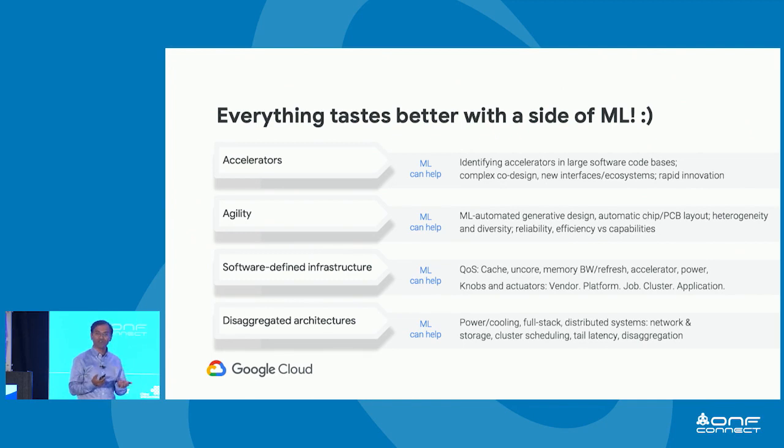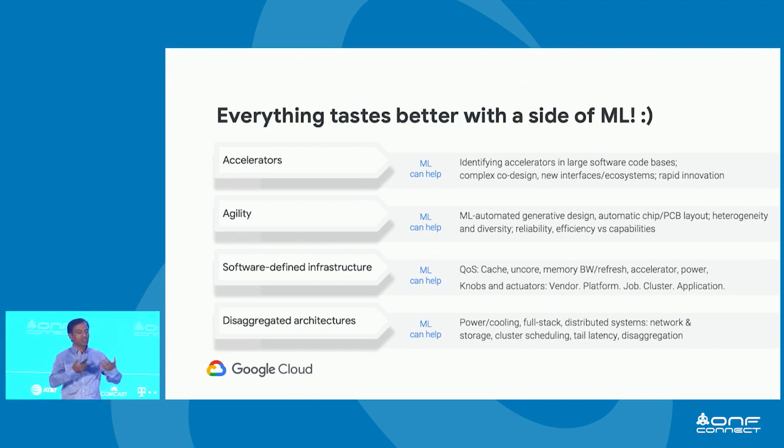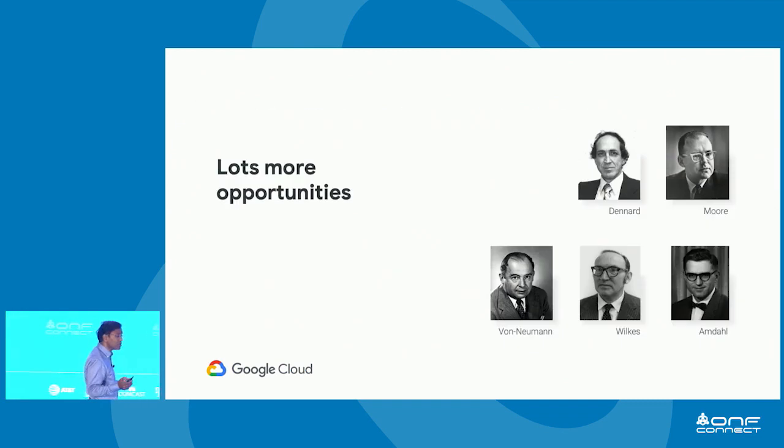I often joke that everything tastes better with a sprinkle of ML sugar on top. And so it's not just in prefetching, but in terms of all the things I talked about: designing custom silicon, accelerating the speed at which we do that, thinking about software-defined infrastructure, we have tons and tons of really interesting use cases to think about machine learning, and I think that's a great opportunity for all of us to look at. So I want to close with a couple of last observations.